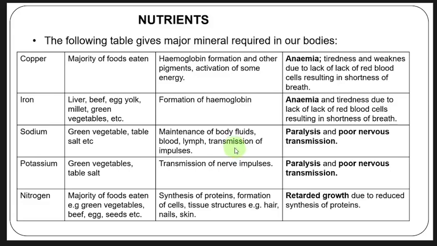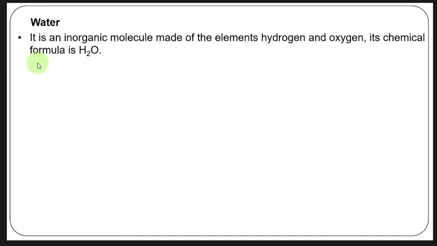All right, next we look at water as also a nutrient. So water, what is water? We are saying it is an inorganic molecule made of the elements hydrogen and oxygen. Its chemical formula is H2O. All right, uses of water.